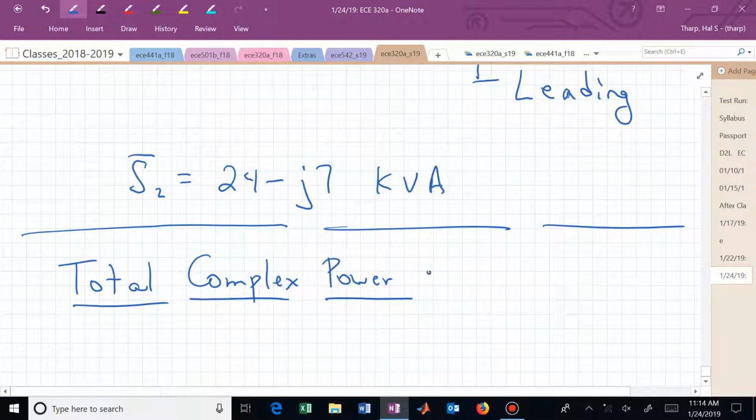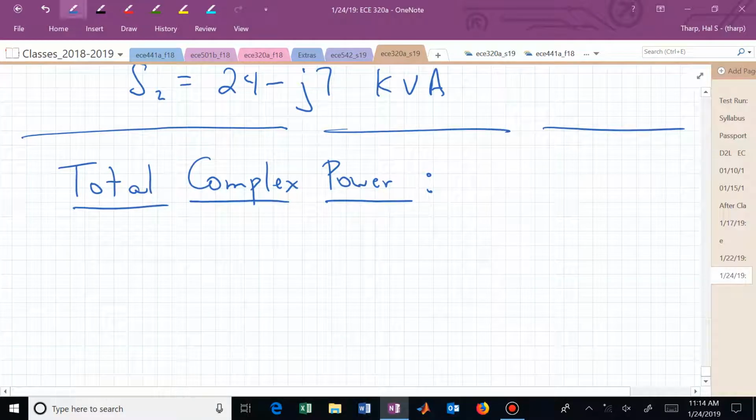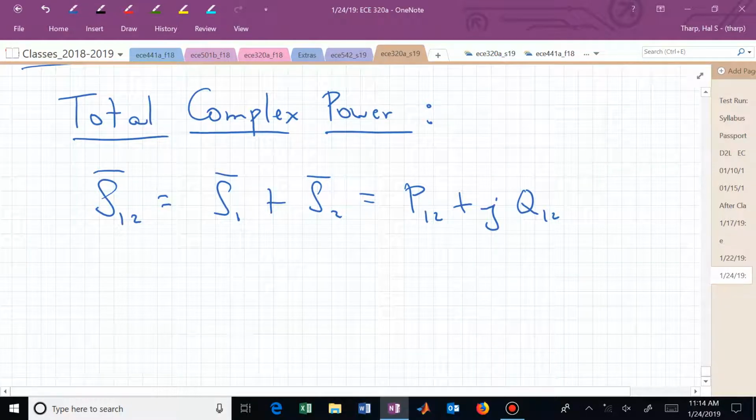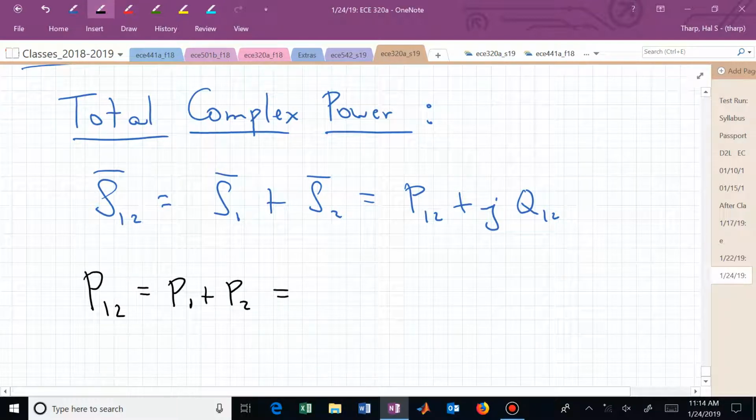The total complex power now, let me call it S12, is going to be S1 plus S2, and I might say that's P12 plus jQ12, where the P's and the Q's I can find. I know that P12 is just the real powers from load 1 and 2. I can add these component-wise. That's now 72 kilowatts.